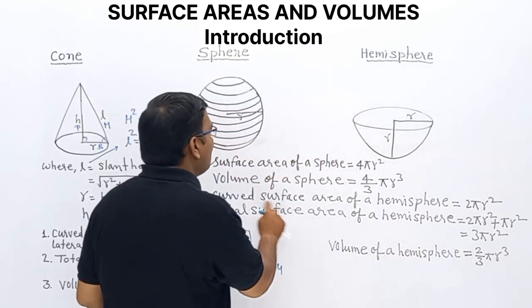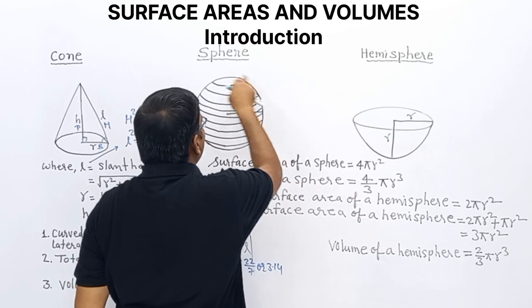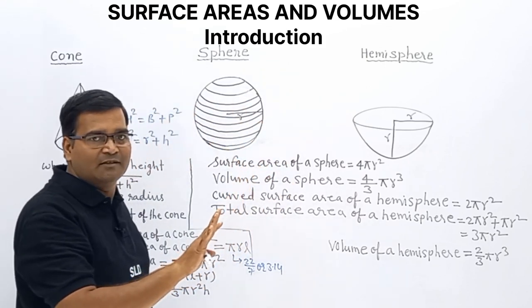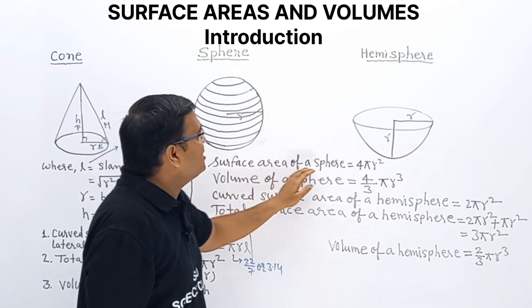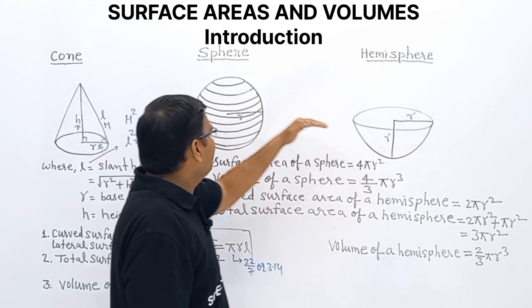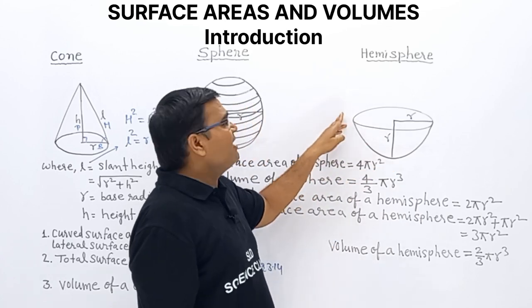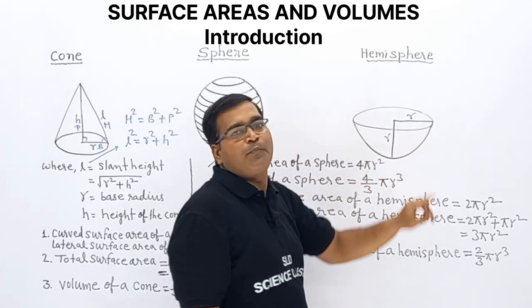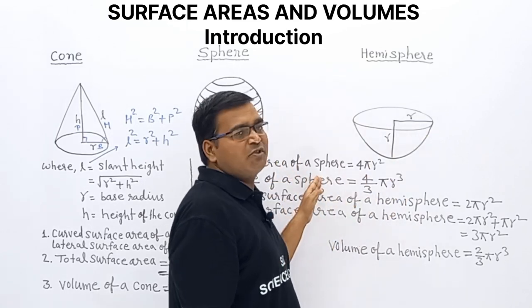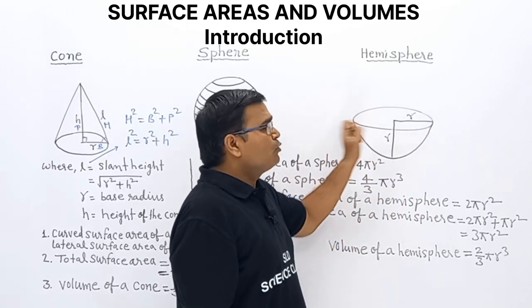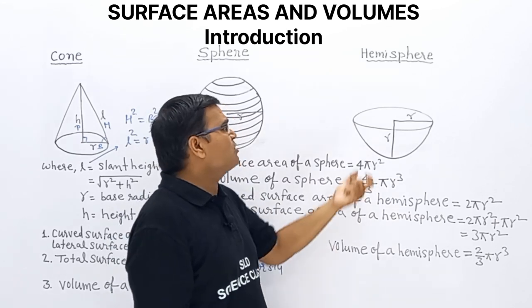So we are using curved surface. In the sphere, we have only the outer surface, so we consider the surface area of a sphere as 4 pi r square. But once we divide it into two parts, we get a hemisphere, and then we have the curved part plus the top part. So the curved surface area is half of the surface area of a sphere, and the top surface area is a circle. Top is what? Circle. So circle area.